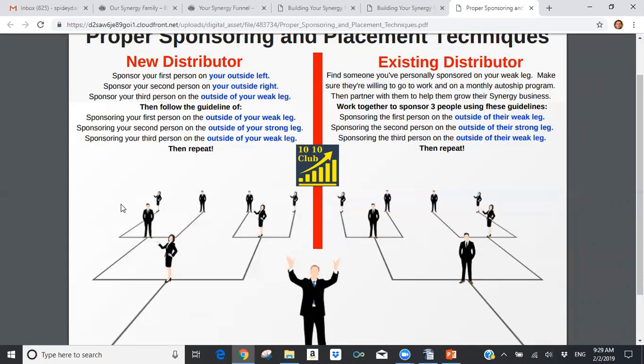As you teach your personally sponsored distributors to repeat this proper sponsoring and placement technique, one, it's building organizational volume on your leg. Secondly, it's making sure that the individuals that you sponsored are balanced on their left and right hand sides with organizational volume on both sides, which then earns them a basic commission, and you mega match that basic commission.